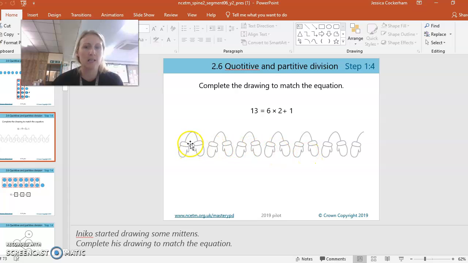So we've got here, let's count how many groups of 2 we've got. We've got 1, 2, 3, 4, 5, 6. So that represents here, this number 6 here. We've got 6 groups here, don't we? And how many have we got in each pair? That's right, we have got 2 in each pair, don't we?